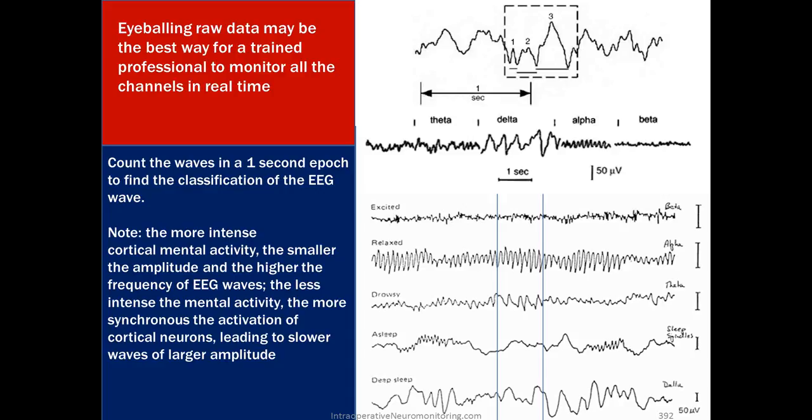Note the more intense the cortical mental activity, the smaller the amplitude and the higher the frequency of EEG waves. The less intense the mental activity, the more synchronous the activation of cortical neurons, leading to slower waves and larger amplitudes. So like we said, beta is real fast, disorganized, small amplitude. Keep going down in drowsiness and sleepiness, and we start getting that less frequent, larger amplitude, more discernible or synchronous waveforms.